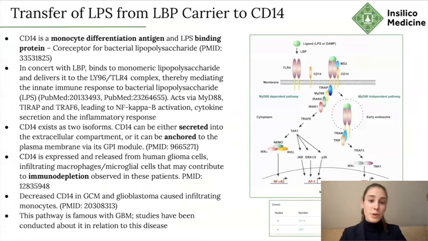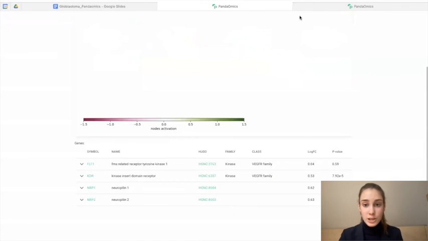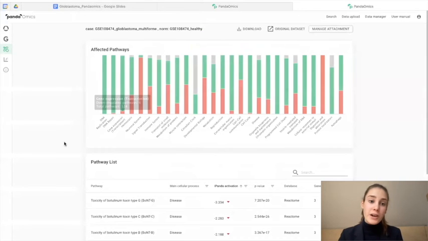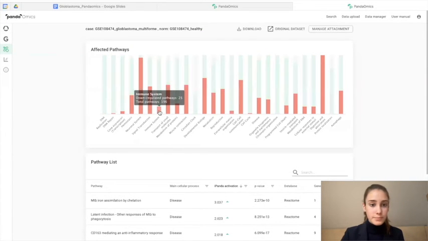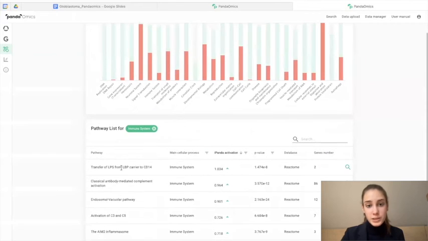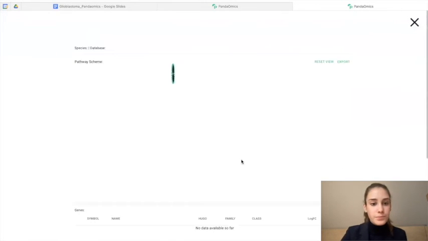Now let's look at the next pathway. To further research in possible immunotherapy against glioblastoma, we wanted to check out immune system cell processes. The very first pathway is transfer of LPS from LBP carrier to CD14. Good, it has a high IPAND activation and a low p-value, so we choose to look at exactly this pathway.